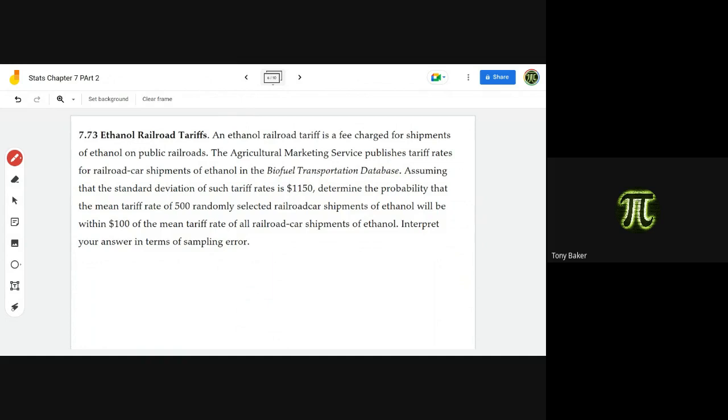So the tariff in this case, they don't give us the mean, but they tell us the standard deviation is $1,150. If I randomly selected 500 shipments, what is the percentage that they would be within $100 of the actual tariff?